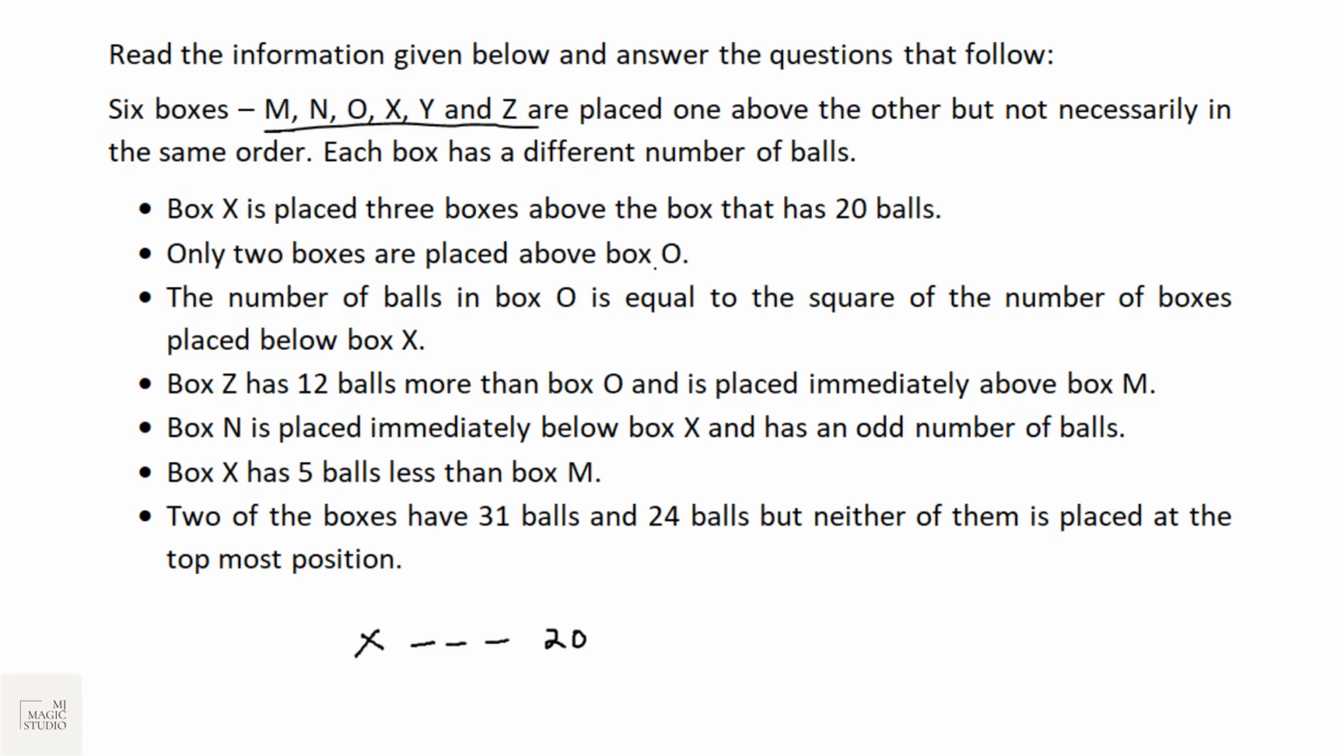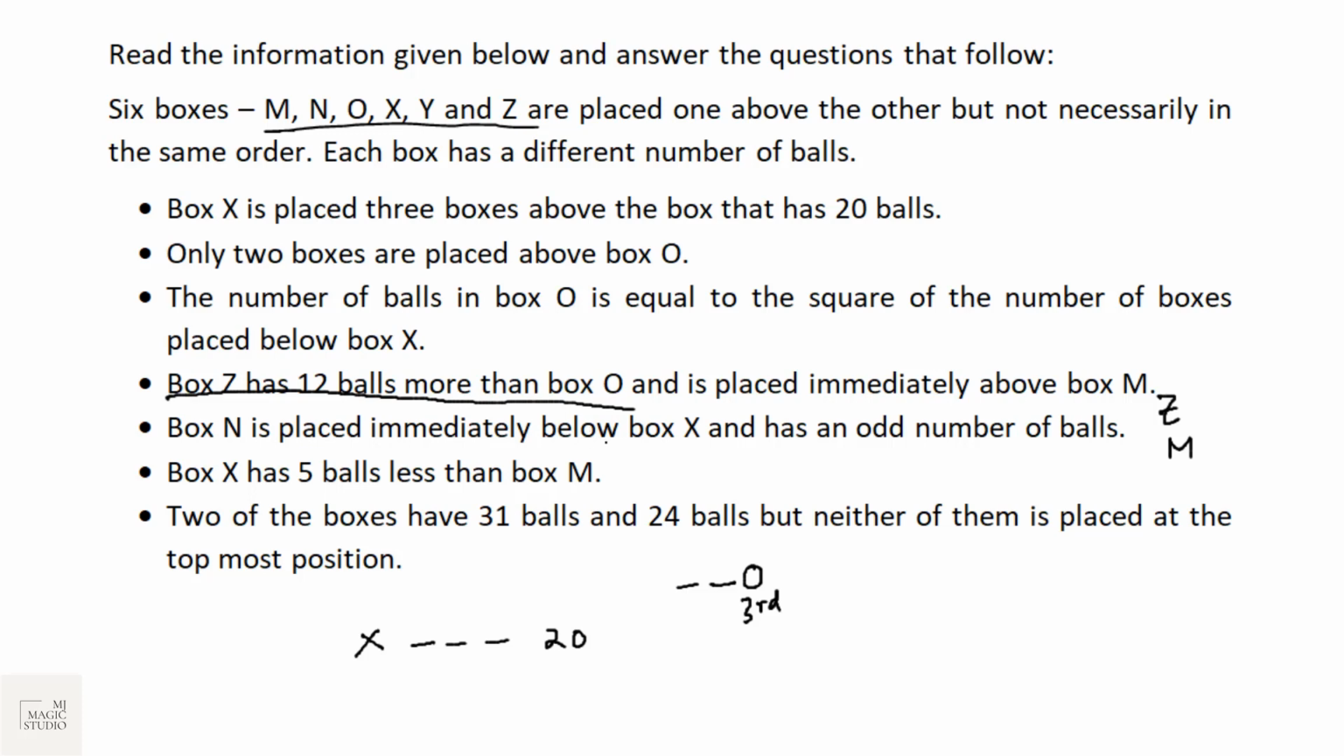Only 2 boxes are placed above O. That means above O are only 2 boxes, so O should be at the 3rd position. That is fixed. The number of balls in O is equal to the square of the number of boxes placed below X. Box Z has 12 balls more than O and is placed immediately above box M. That means it should go like Z and then M.